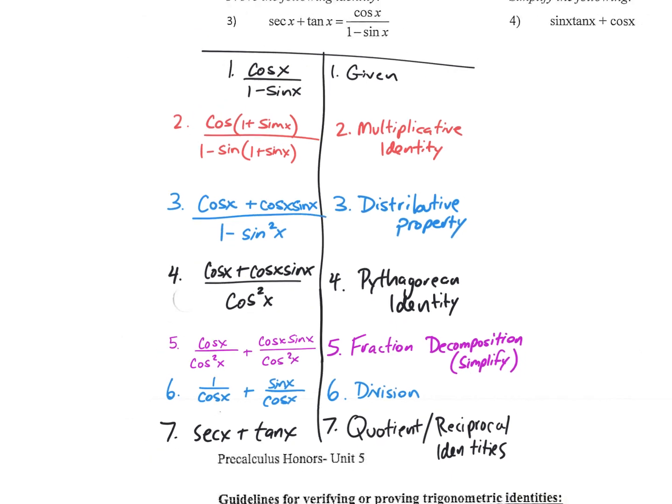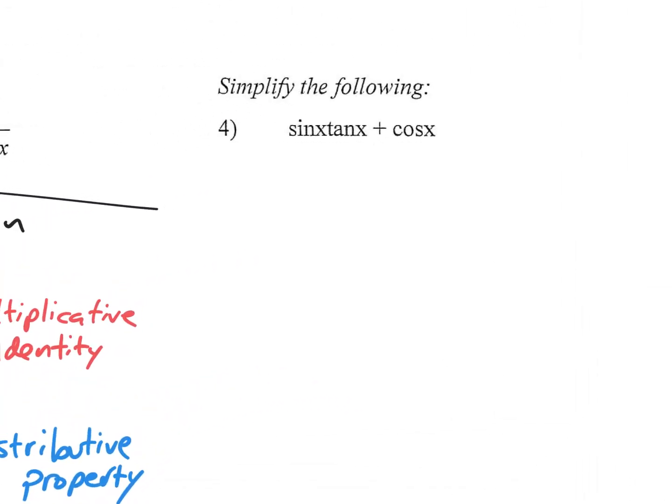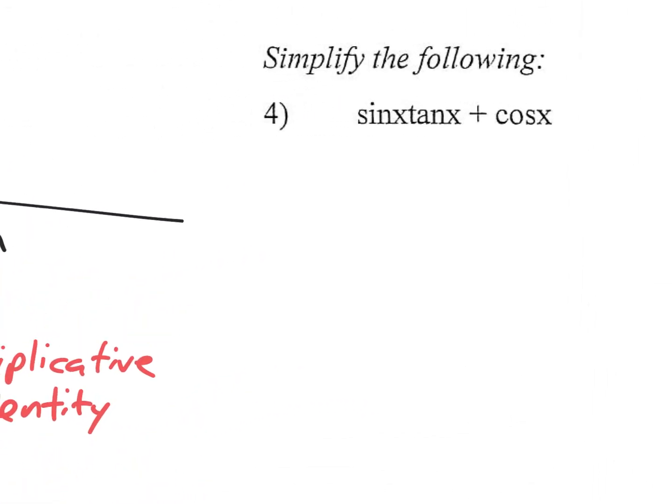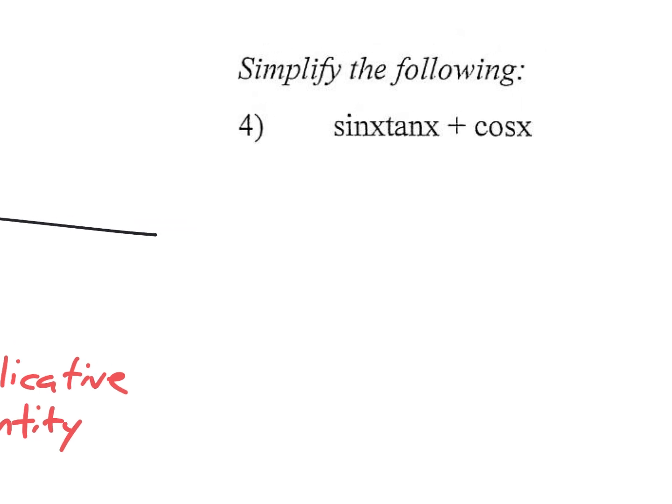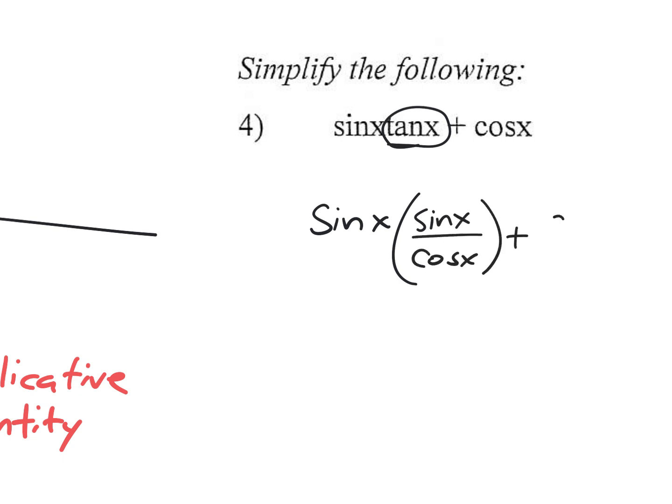Thanks for hanging in there, team. We got one more problem we're going to look at here. We're going to work through a simplify. In this particular problem, we have sine x times tangent x plus cosine x. Not sure where we're going to go, so I'm going to figure, well, I can rewrite tangent x. I can rewrite this as sine x times sine x over cosine x plus cosine x.